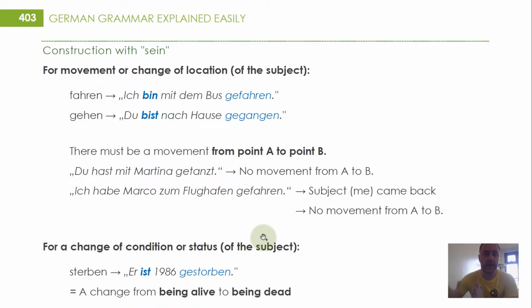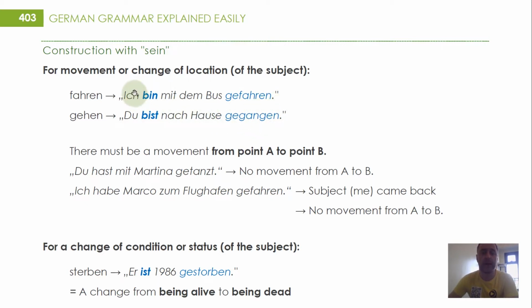And when do we use it with sein and when with haben? Let's have a look at the construction with sein. We always use sein as auxiliary verb if there is a change of location of the subject. Pay attention there. It must be a change of location of the subject. So, ich bin mit dem Bus gefahren. So, I took the bus. I have rode the bus.